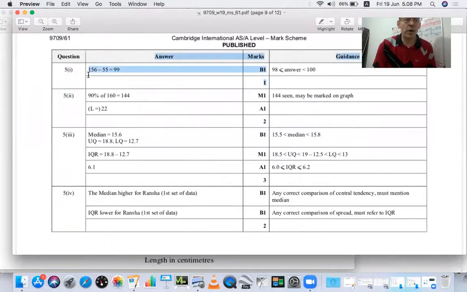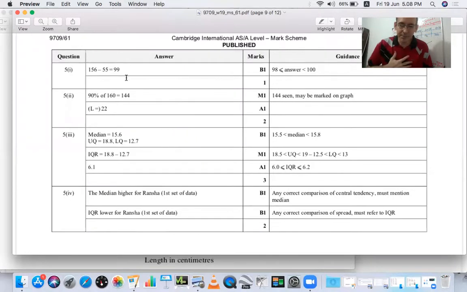It does say 156 for the top end, and it says 55 for the bottom end. It gives its answer as 99. Remember, my answer was 100. Here it says it should be 99. Now over here on the right, it gives you a window of acceptable values.